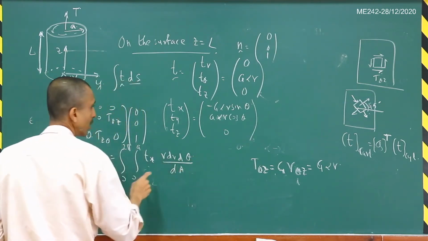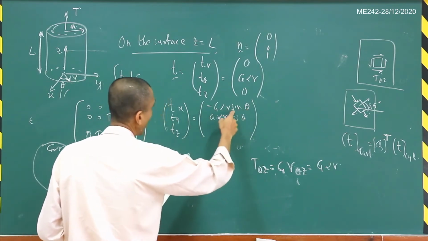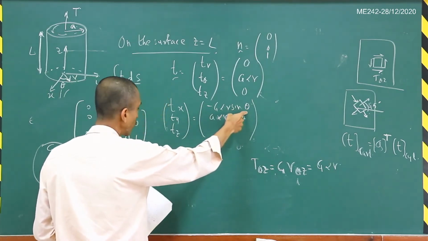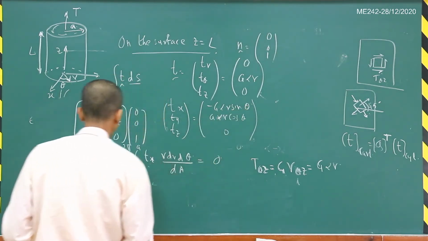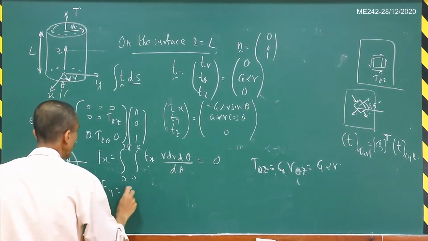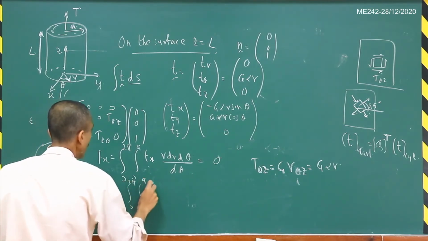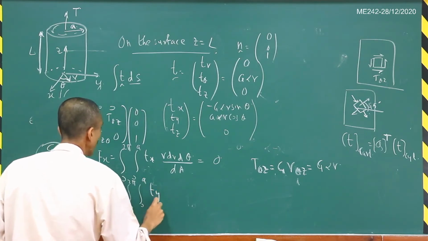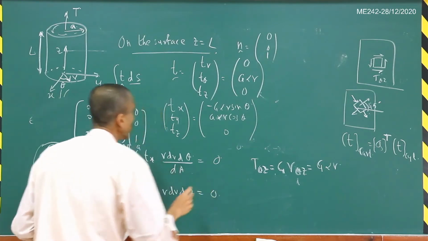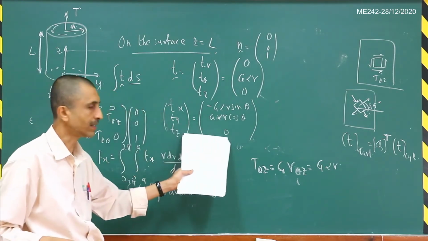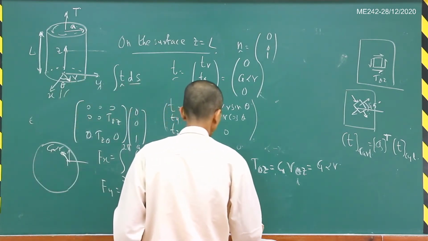This will turn out to be 0. This is because t_x is G alpha r sine theta, and the integral of sine theta from 0 to 2 pi is equal to 0. Right? So this will just turn out to be 0. Similarly, you will get F_y is equal to the integral from 0 to 2 pi, 0 to a, of t_y times r dr d theta, that is also equal to 0. And since t_z is equal to 0, automatically F_z is equal to 0.